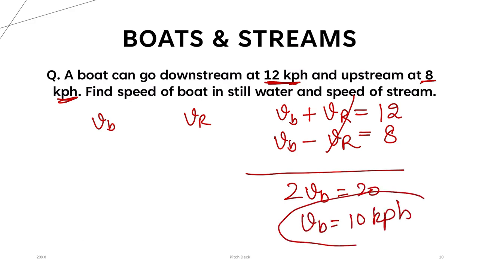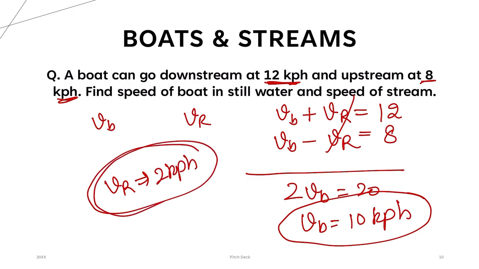What is VB? VB is the speed of the boat in still water. You can also calculate VR. That will come out to be 2 kilometers per hour, and that is the speed of the stream. I hope the concept of boat and stream is clear. You will find the concept's clarity even more when we do the previous year questions.